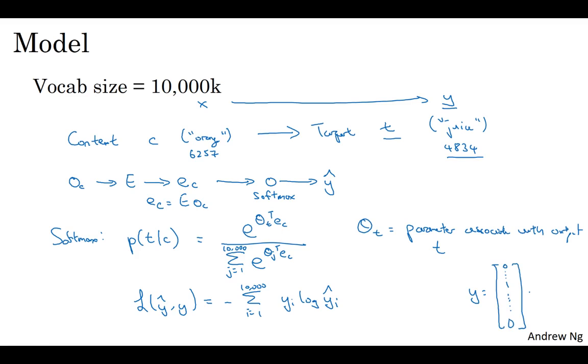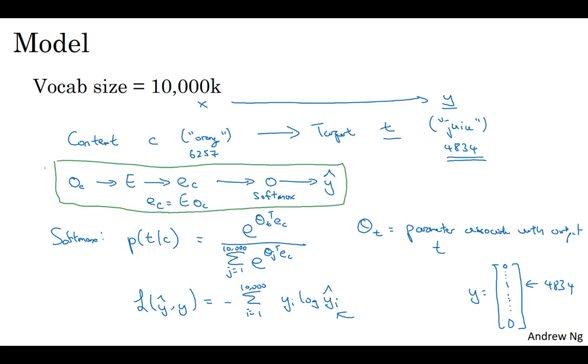And if the target word is juice, then it'd be element 4834, right, from up here, that is equal to 1, and the rest will be equal to 0. And similarly, y hat would be a 10,000 dimensional vector output by the softmax unit with probabilities for all 10,000 possible target words.